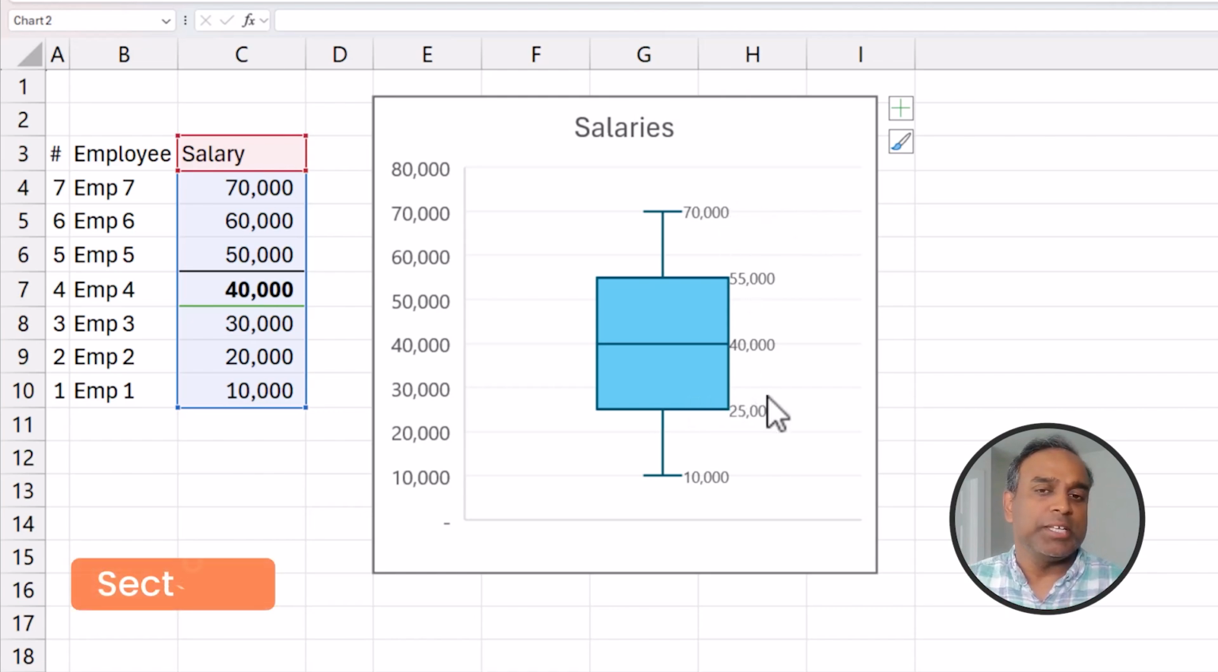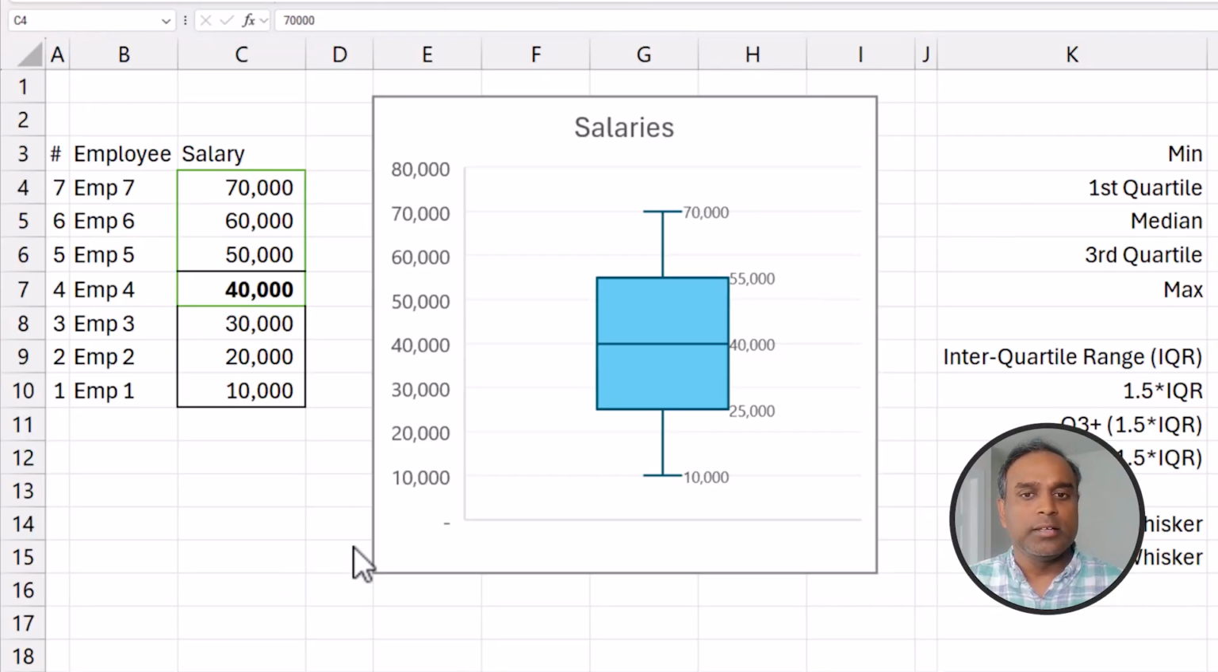Now, let's use the same example and go through a few formulas. During the explanation of these formulas, I'll explain a couple of important concepts. One is the outlier concept. The other one is the quartile calculation. So let's get started.